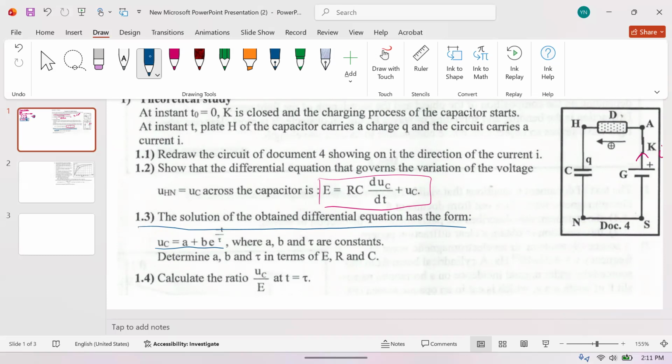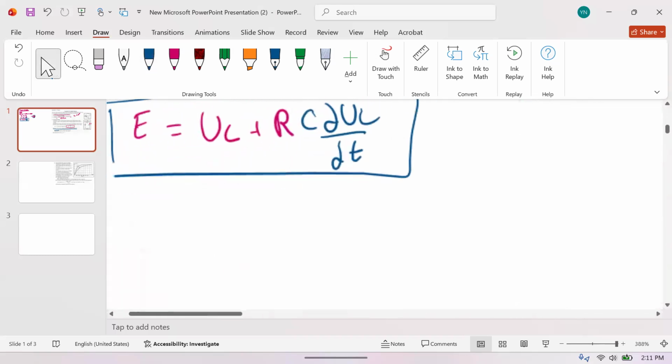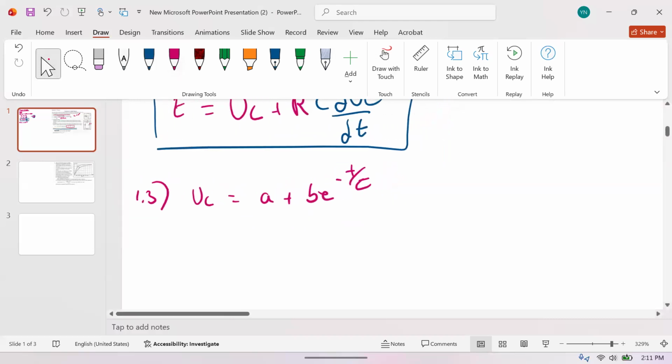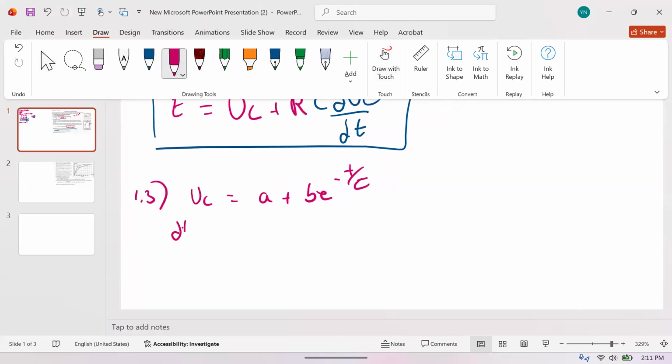Every time they ask you about the constants or tau, or all of them together in the same question, I also decompose them into 5 steps. First, you have to rewrite the solution in front of you, which is UC equals A plus B e to the minus t over tau. In the last video, I said you have to expand if you have a parenthesis so you can make it easier. Since they already did that for us, we don't need the first step now. So we simply jump to the second, which is we find the derivative.